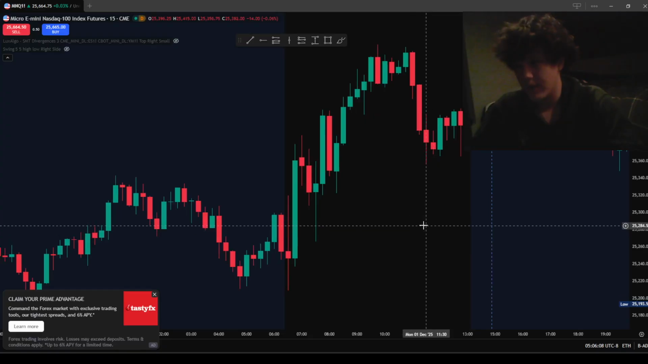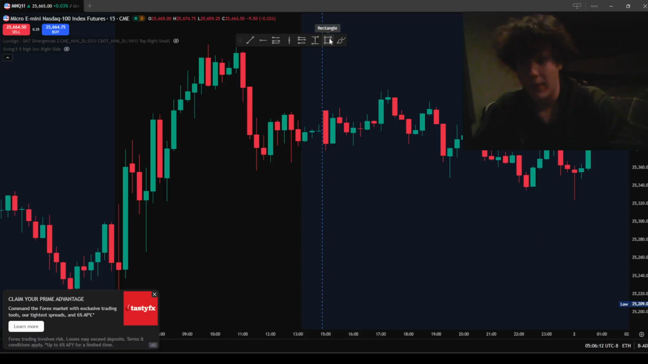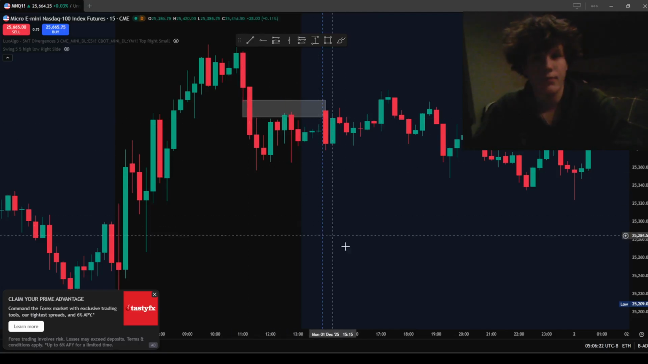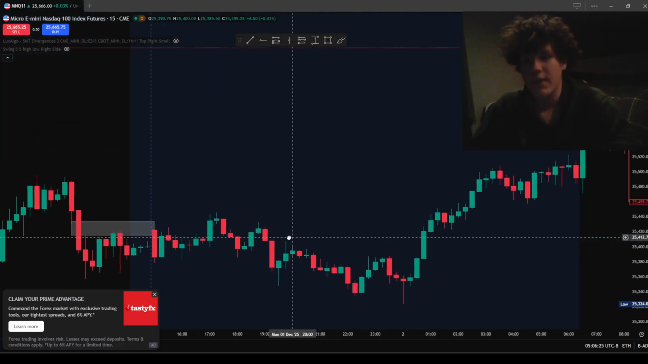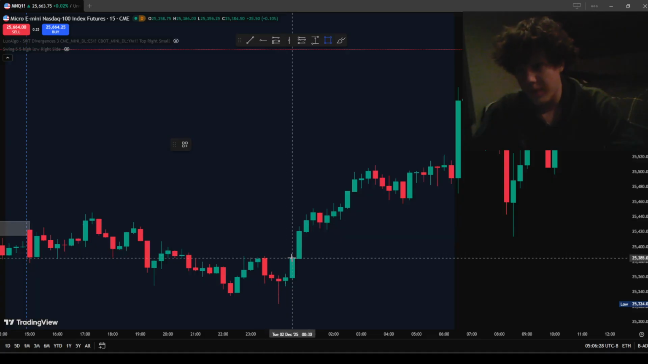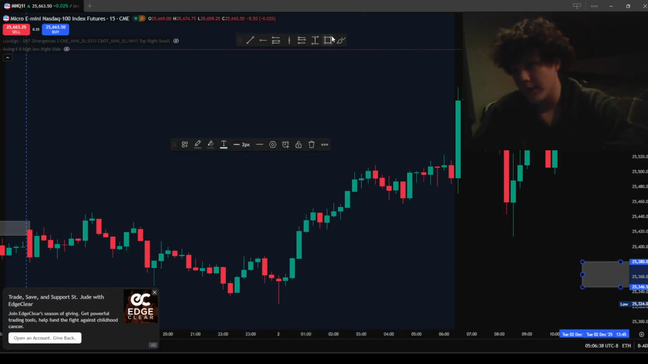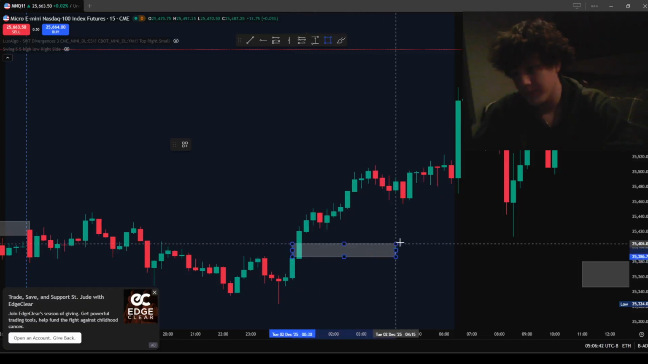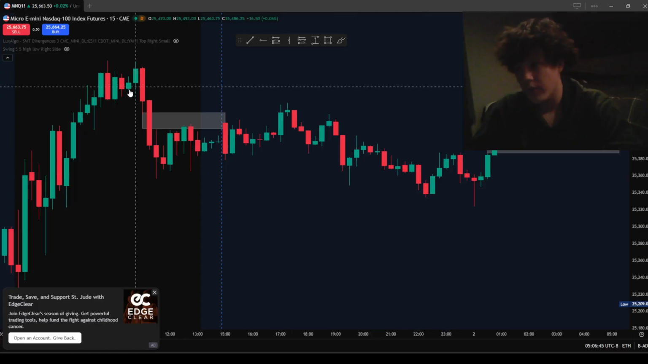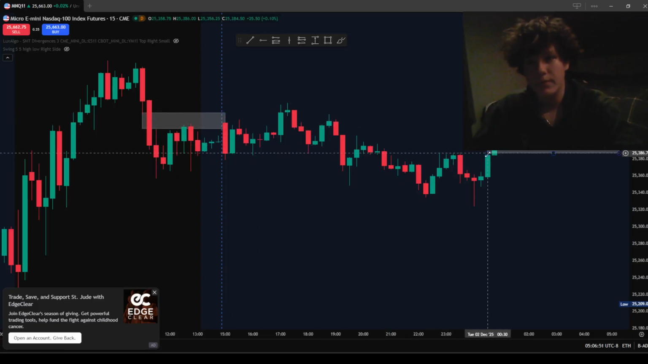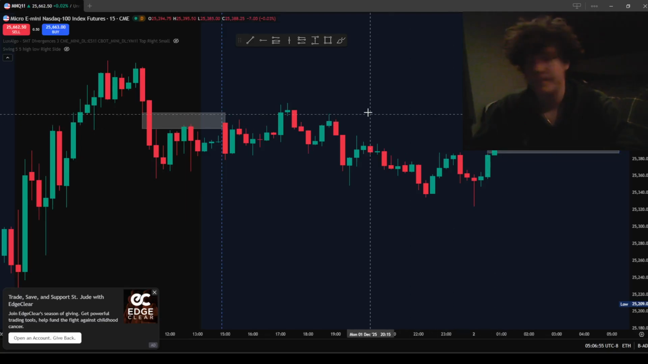To start off with a fair value gap, we're going to do a bullish or bearish one first. You're going to mark out the bottom of the first candle and then the top of the third candle, right? That's what a fair value gap is. It's three candles with the one in the middle creating a gap, right? For a bullish one, like the one I just did, you're going to mark out the top of the first one and the bottom of the third one. They're almost the exact same in principle.